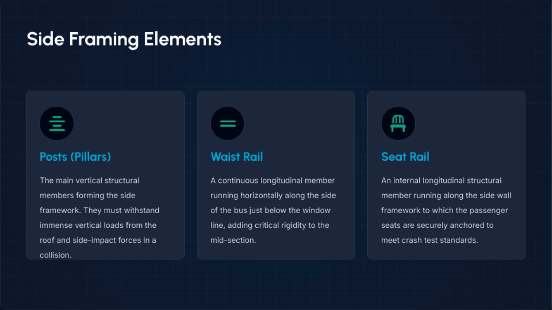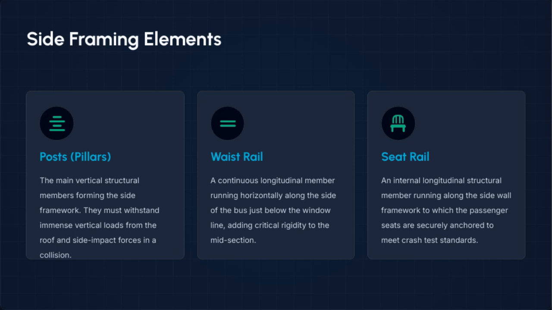These are the main vertical structural members forming the side framework. They must withstand significant vertical loads from the roof, as well as side impact forces during a collision. Their strength and stability are vital for the overall safety and durability of the bus.